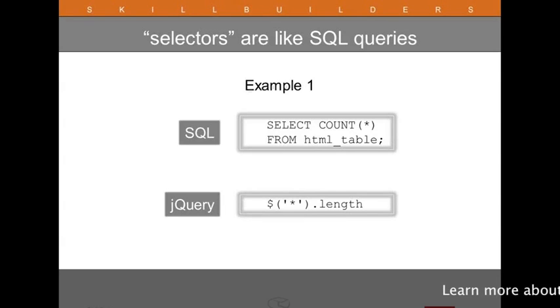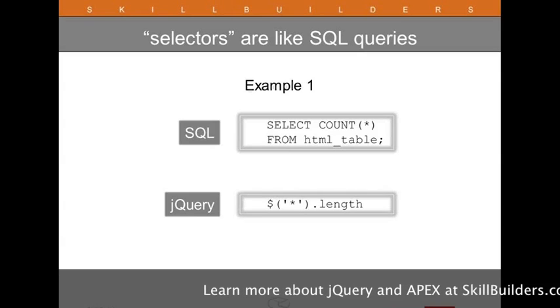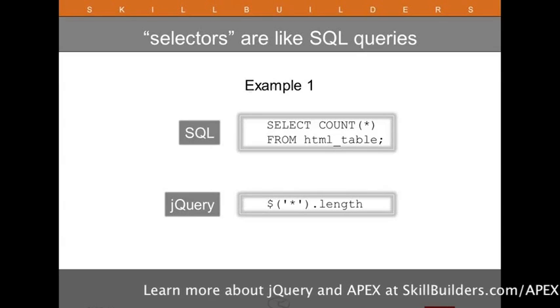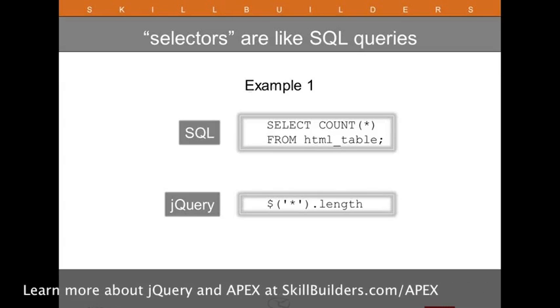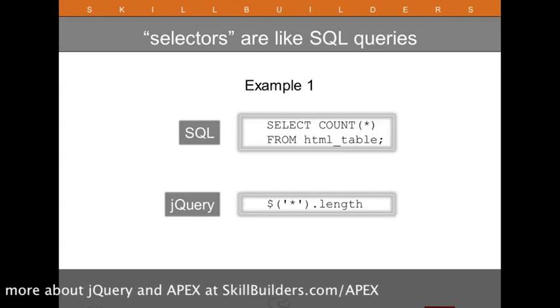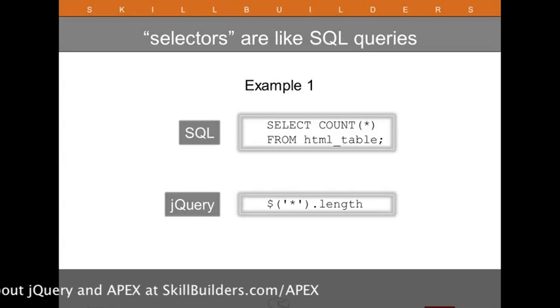In databases, a query gives us a result set. Typically, it'll contain one or more rows of data. jQuery selectors, on the other hand, return one or more jQuery objects. So not rows of data, we get jQuery objects. We'll learn more about these objects as we go. But first, let's take a look at some of these selectors.